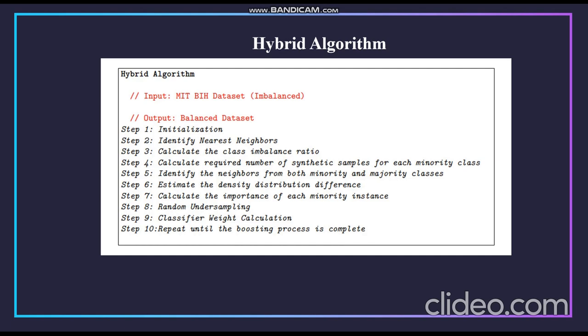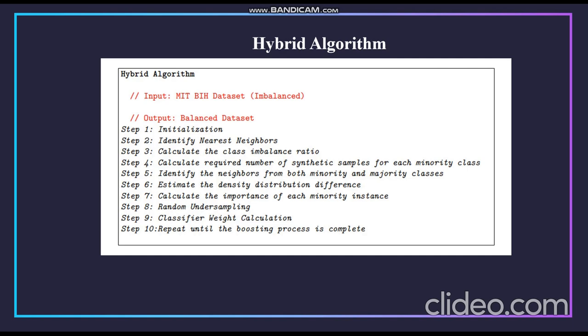In step 5, the neighbor selection. For each minority class instance, identify its k neighbors from both minority and majority classes in the feature space. The number of minority neighbors k is typically a user-defined parameter. In step 6, estimate the density distribution differences, which means calculate the density distribution difference between the minority class instance and its neighbors. Actually, the difference quantifies how similar or dissimilar the instance is to its neighbors.